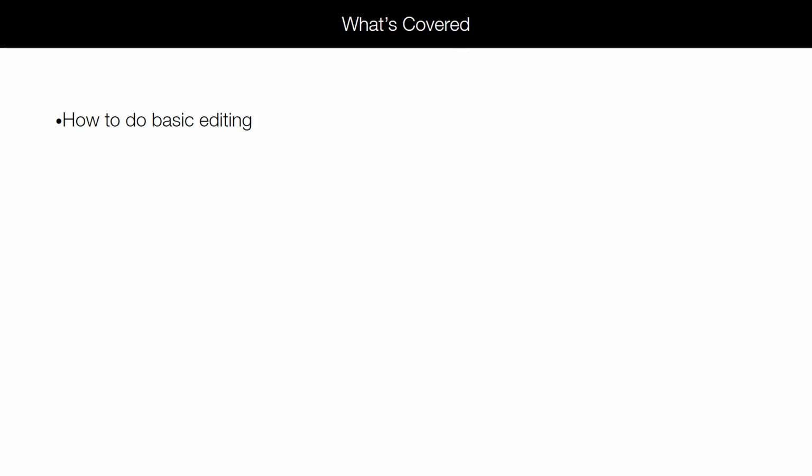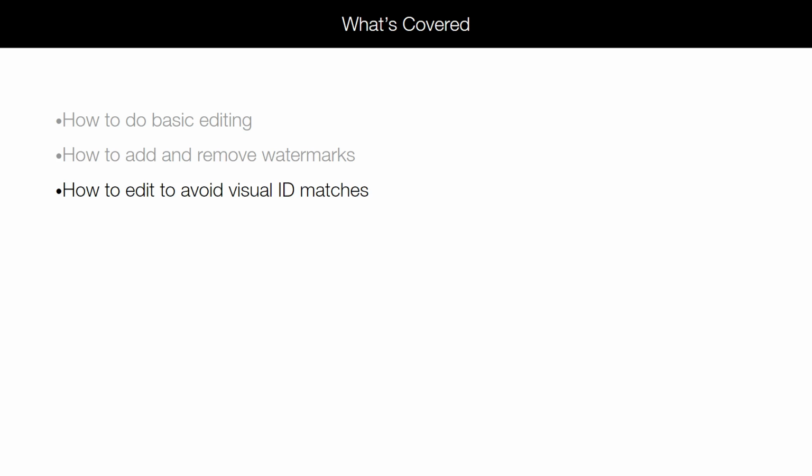What are we going to be covering? We're going to be covering how to, first of all, just do basic editing. Then I'm going to show you how to add and remove watermarks. Then I'm going to show you how to edit to avoid visual ID matches, and then how to edit to avoid audio ID matches, and that is where the YouTube system automatically copyright strikes your videos for having the same exact audio or the same exact video within your videos.